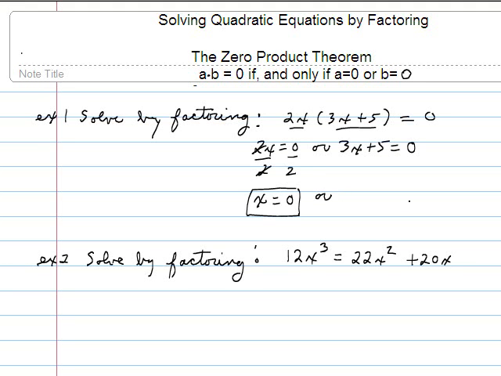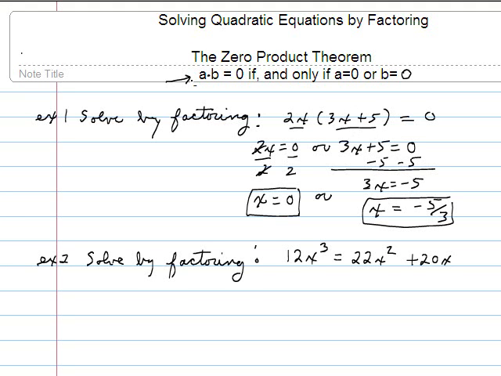Now if 3x plus 5 is equal to 0, just solve this for x by moving 5 to the other side by subtracting 5. And then when you divide both sides by 3, you get x equals negative 5 over 3 for a second solution. Now, what's kind of unique about example 1 is that it was set up for the zero product theorem right from the beginning. You had the product of 2x with 3x plus 5 giving you 0. That's the hypothesis of the zero product theorem, which says if the product of two numbers is 0.